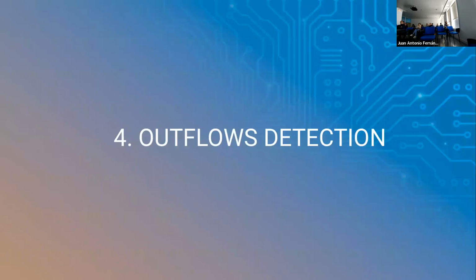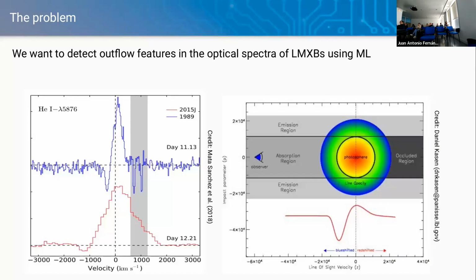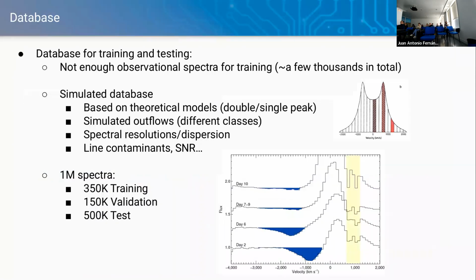So this is finally the section about the actual work we have done. Just a reminder, we are interested in detecting these outflow features, so the Lucid absorption and the broad wind emission. Okay, so as I was mentioning before, if you want to build a machine learning classifier, you need data and your classifier. So let's start with the data.